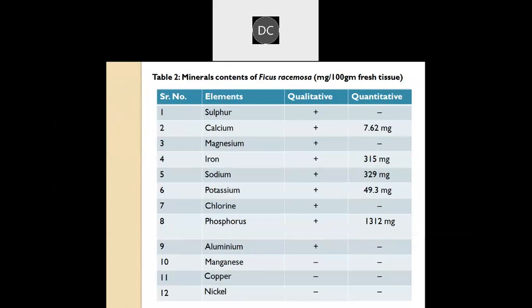In table number 2, 12 minerals are estimated here. In this, calcium, iron, sodium, potassium, and phosphorus are mostly found in this estimation. Iron and phosphorus are found in the highest range here.